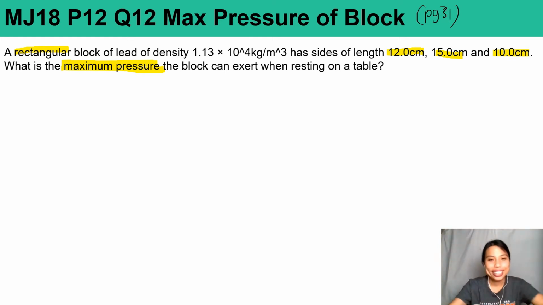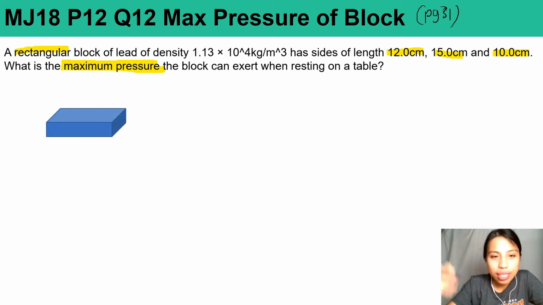So, I cheated and I created it in my PowerPoint. So, here's an example of the block. Ta-da! So, do you think this is the maximum pressure that this block can exert? Probably has a fixed mass. In fact, let's find the mass of this block. So, the mass... they didn't give mass. How to find mass?